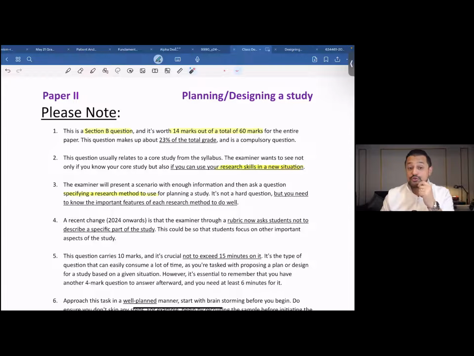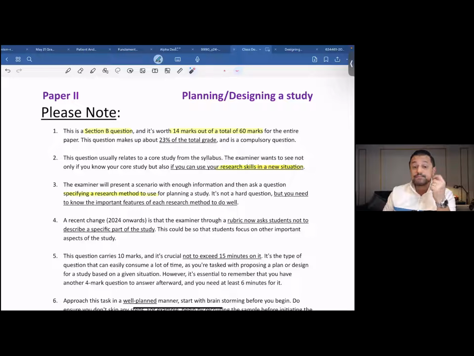So the examiner wants to see not only if you know your core study, but also if you can use your research skills in a new or a novel situation. Like I had mentioned earlier, the examiner would put up a situation in front of you, and then you'd be expected to come up with a proposal as to how a study could be designed based on the information that is provided to you about that new or novel situation.